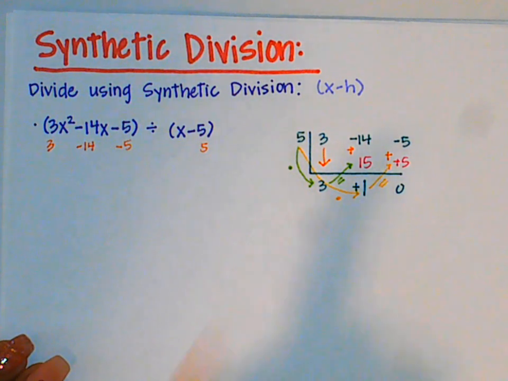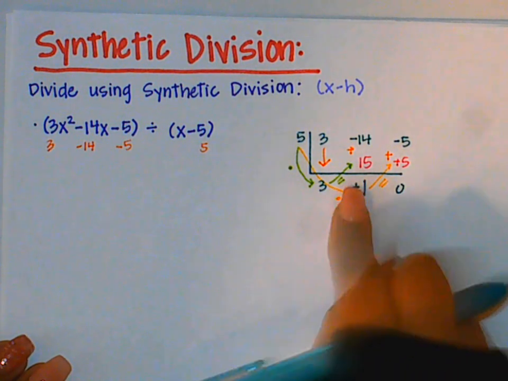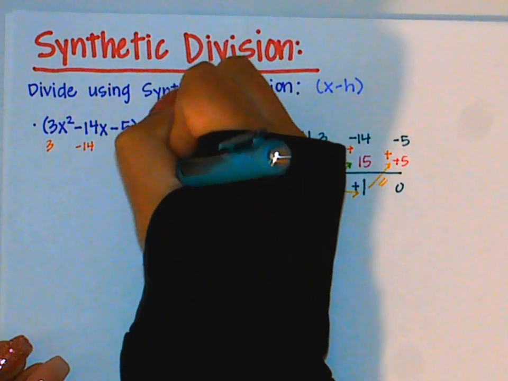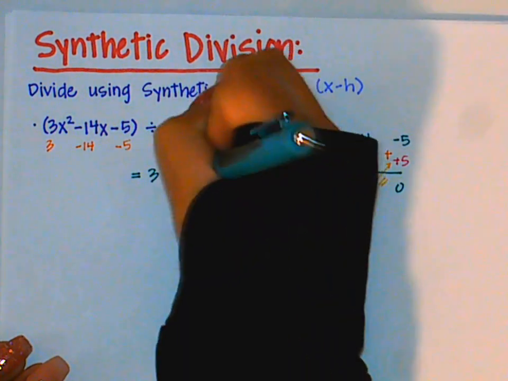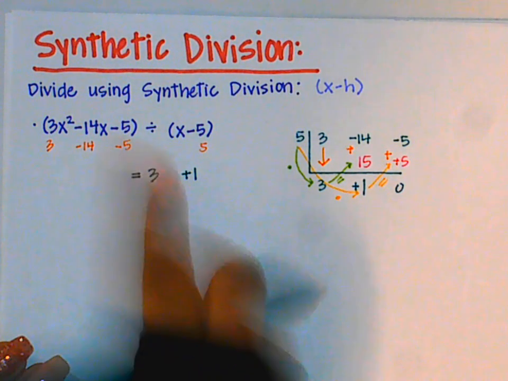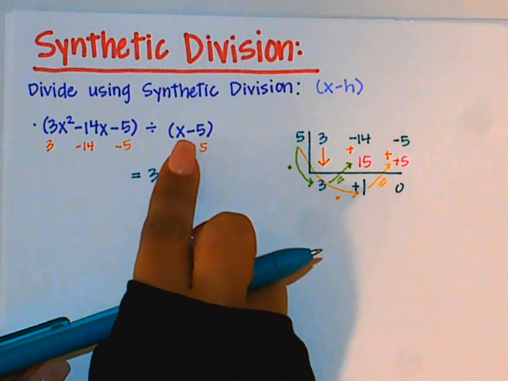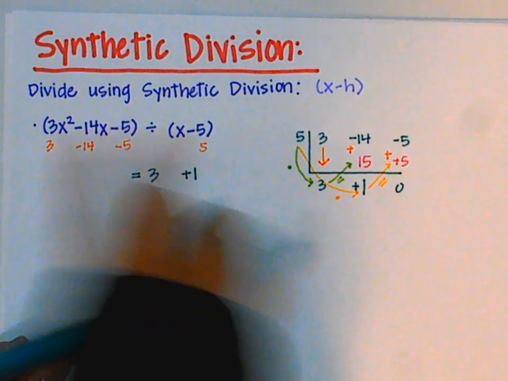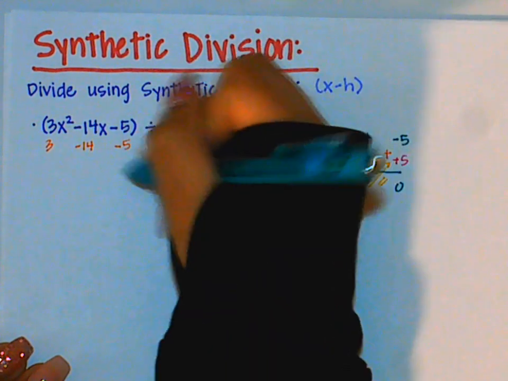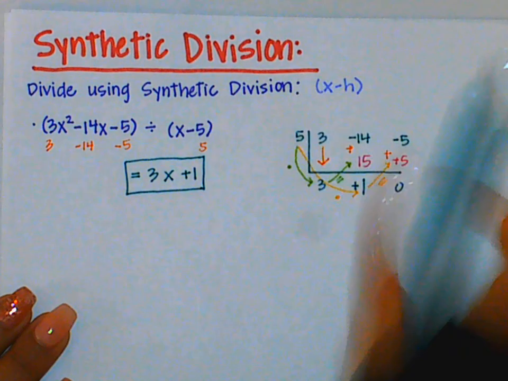Now in this part, these become the coefficients of my quotient. I have a 3 and I have a plus 1. The only thing missing here is my variable. I'm going to drop one variable because I'm dividing by it, so I'm pulling one out. Since I'm pulling one out of x squared, I am left with just x to the first. And that becomes my quotient.